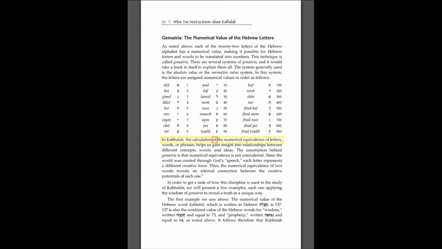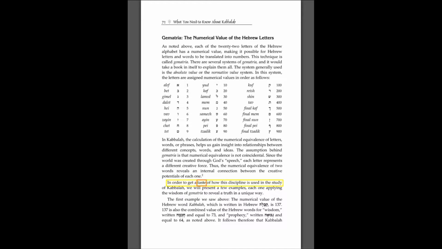The calculation of the numerical equivalence of letters, words, or phrases helps us gain insight into relationships between different concepts, words, and ideas. The assumption behind Gematria is that numerical equivalence is not coincidental. Since the world was created through God's speech, each letter represents a different creative force. Thus, the numerical equivalence of two words reveals an internal connection between the creative potentials of each one.